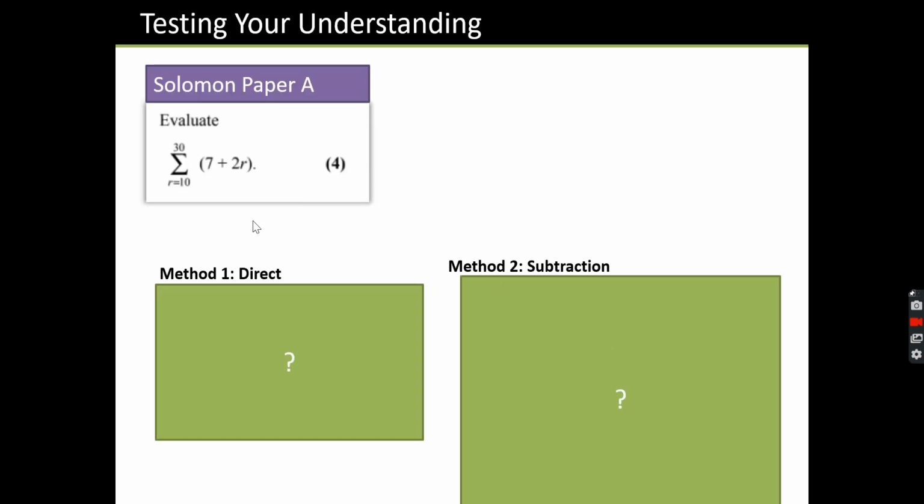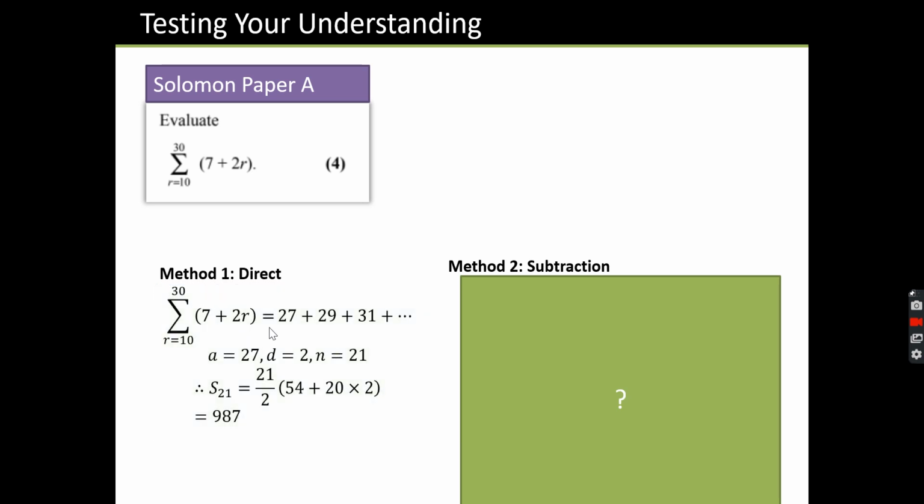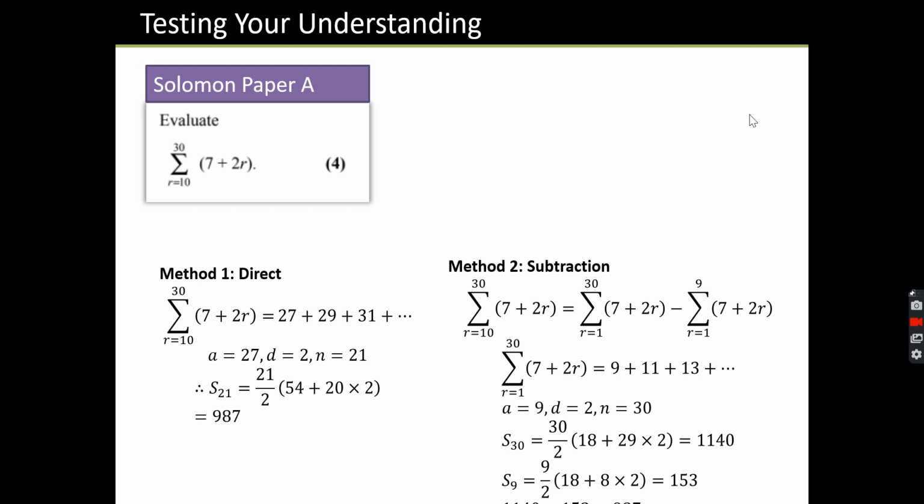One more example: 7 plus 2r. Let's do this one here. How many terms do you think there will be? There will be more than you expect, won't there? You might even want to count these ones to start with. What could we do? We could start by plugging in some numbers to see the pattern, and we get 27, 29, etc. You're counting on the 10, you're starting from the 10. So you will have those 20 terms and one more. There'll be 21 terms.